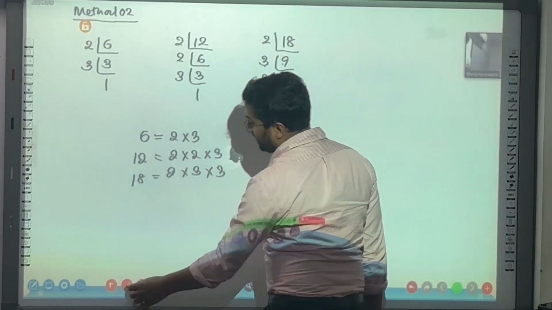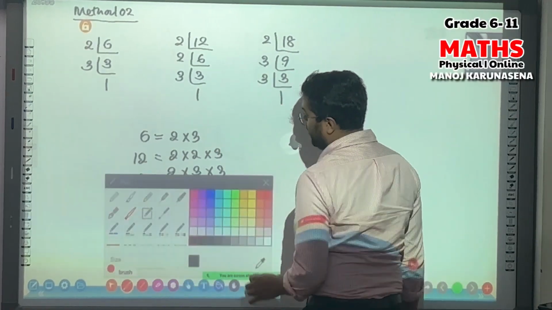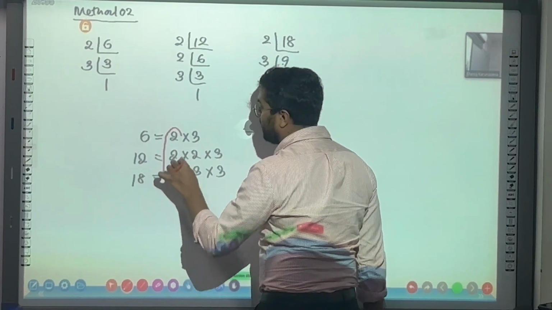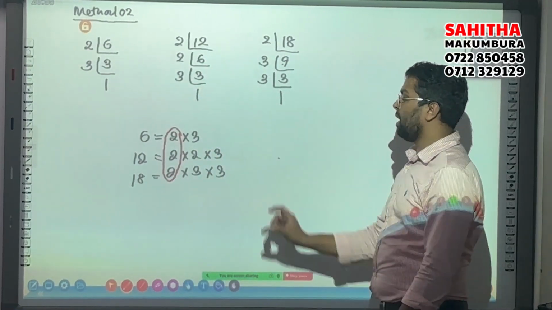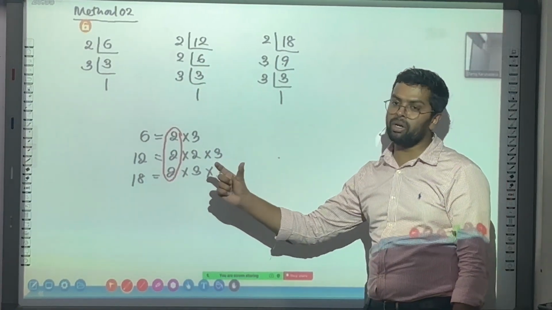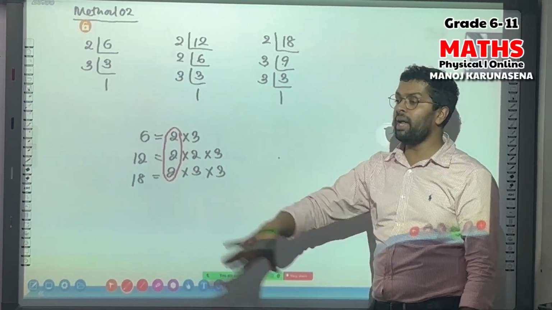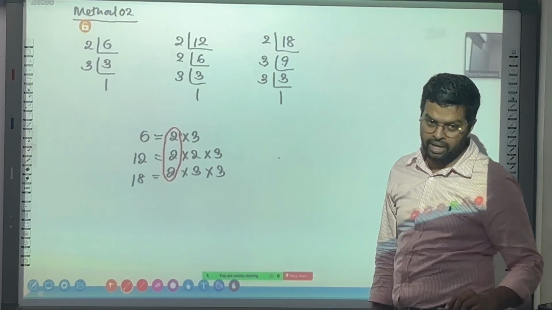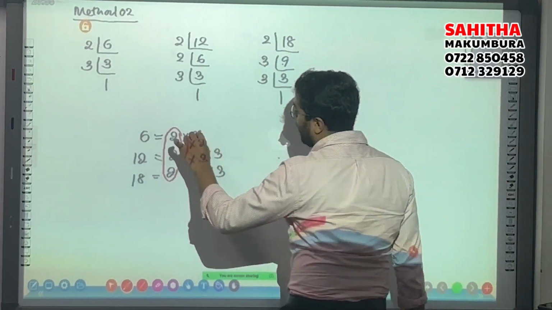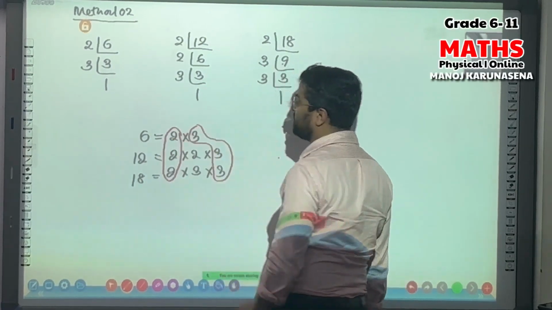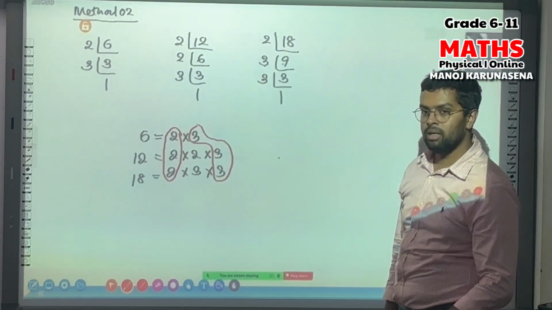So I am going to circle out the numbers which are commonly available for all the 3 numbers. This number 2, factor 2 is common for all of 6, 12 and 18. All these 3 numbers. Agree? When you consider this number 3, it is common for 6 and 12 and 18.